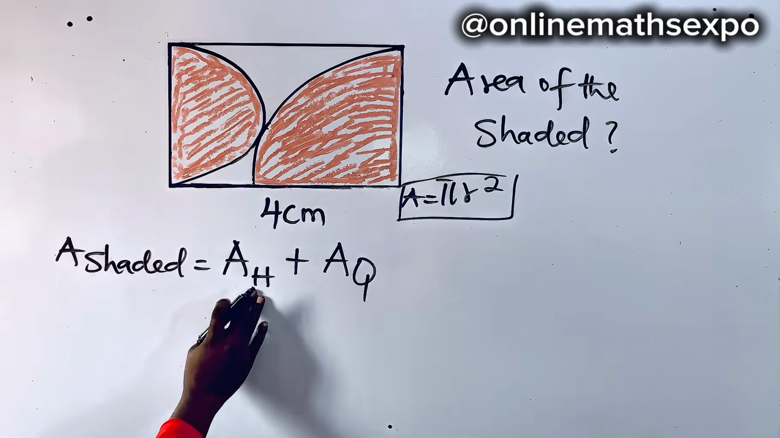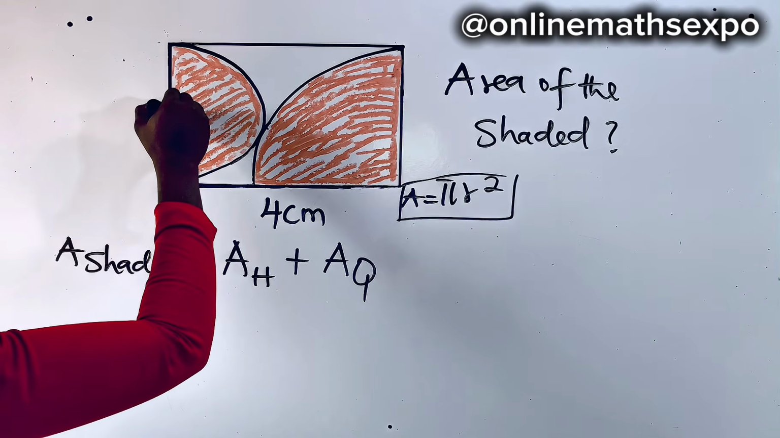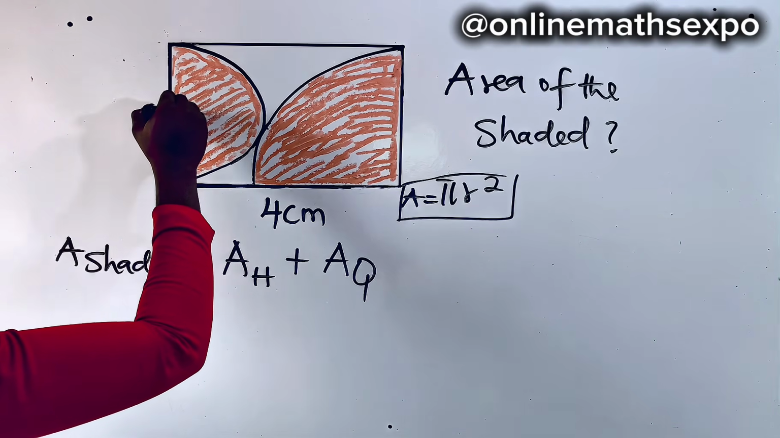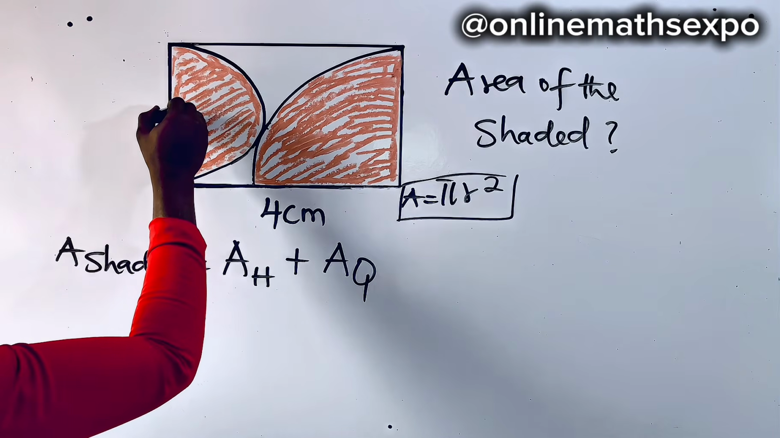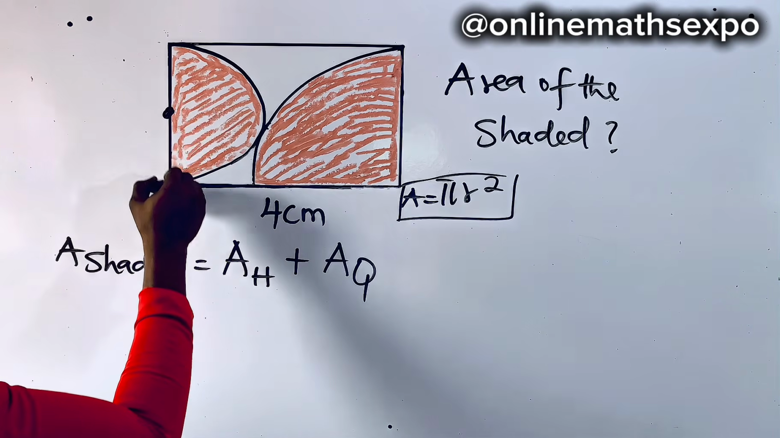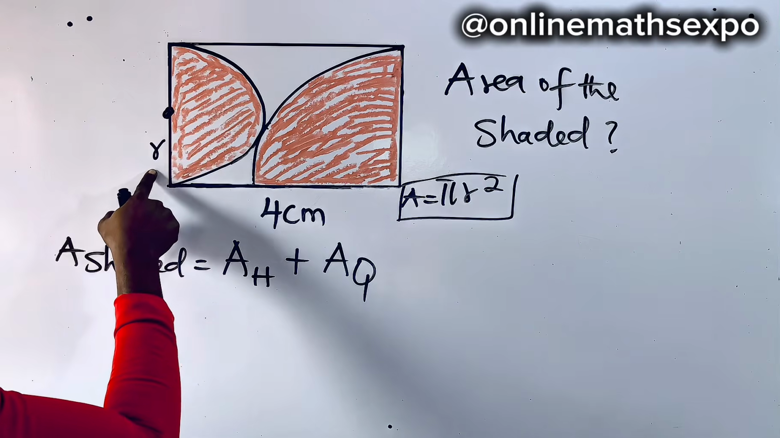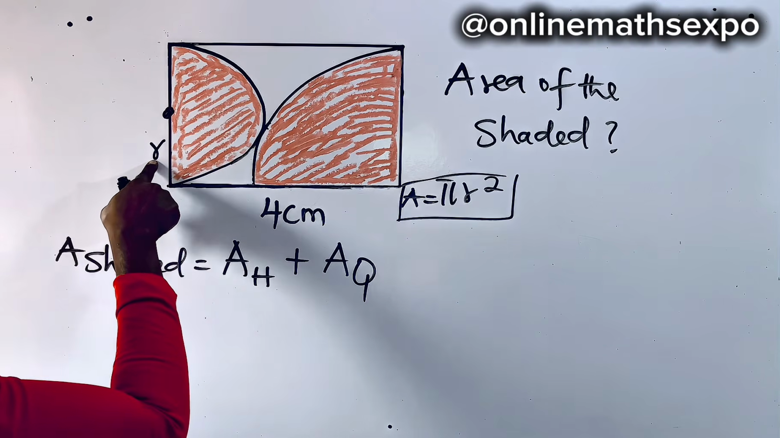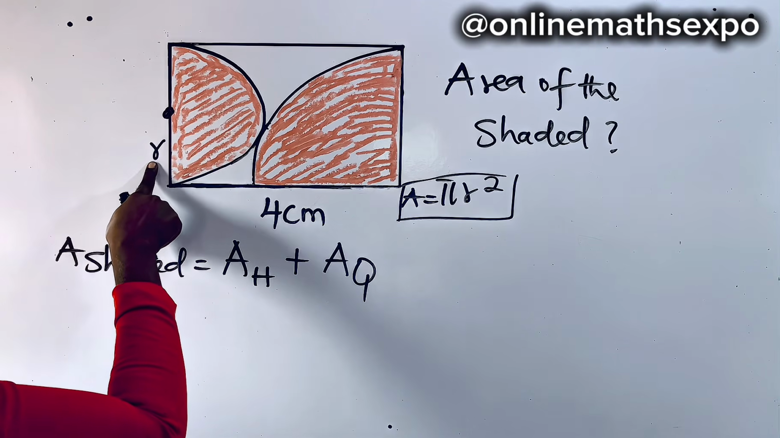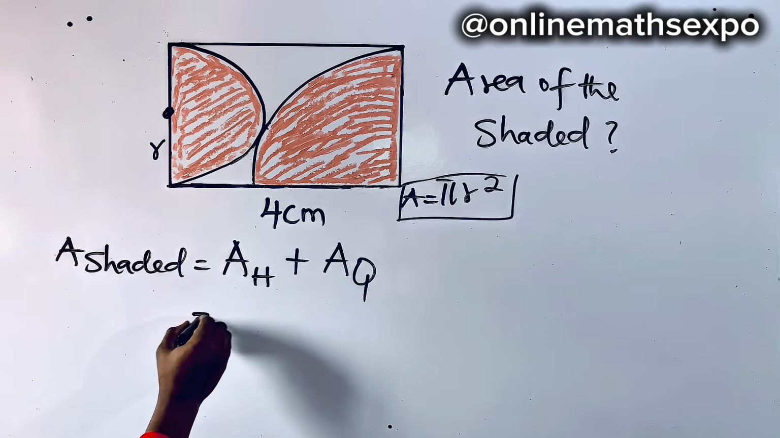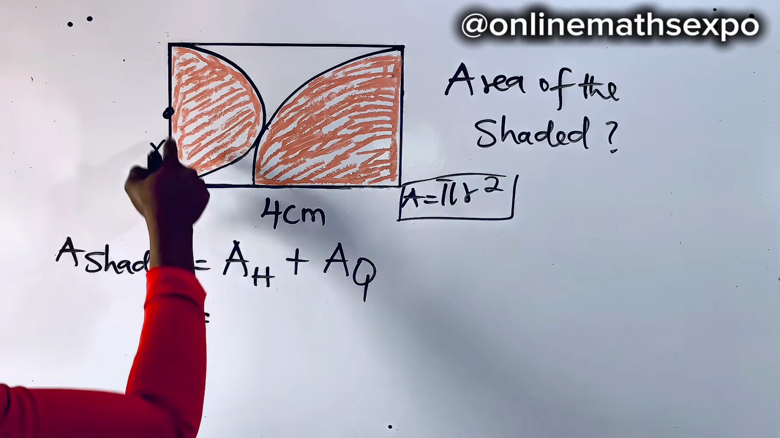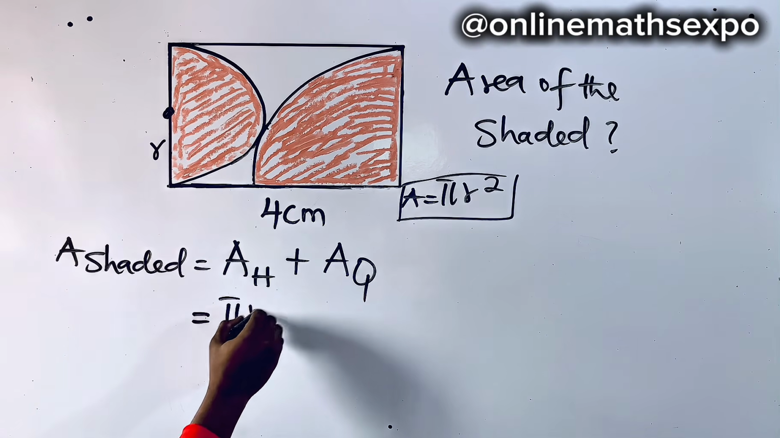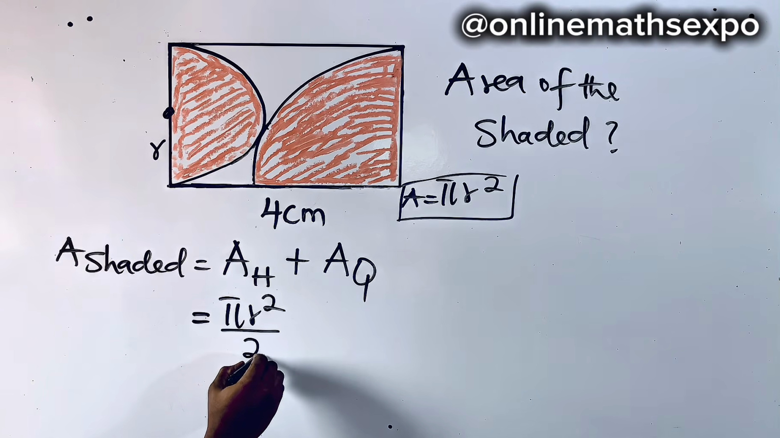Now for this, if this becomes the center of this half circle, then from here to here gives you the radius of the half circle. And if this becomes the radius of the half circle, automatically we can say that the area of the half circle will now be pi r squared divided by 2.